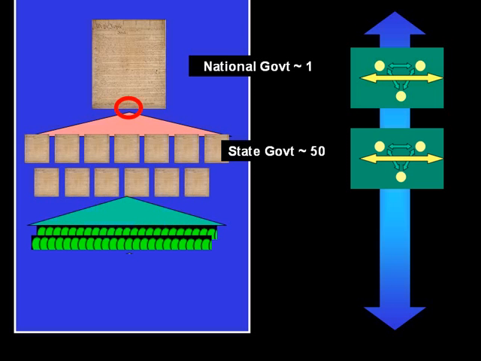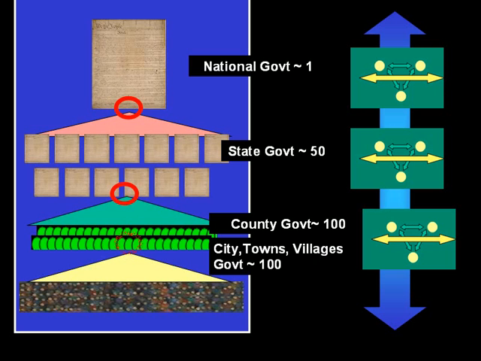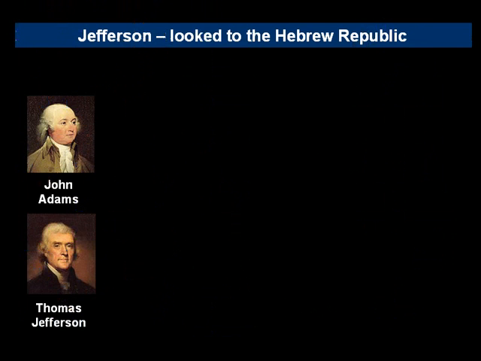And then below that, each state has either dozens or even 100 counties in some states that likewise are mini republics with three branches, checks and balances, and horizontal distribution of power. You have cities, towns, and villages under that, and then people, which are tens of thousands of families and self-governing individuals within counties, city, towns, and states. Well, where did Jefferson get his ideas? Well, Jefferson, turns out, looked to the Hebrew Republic.